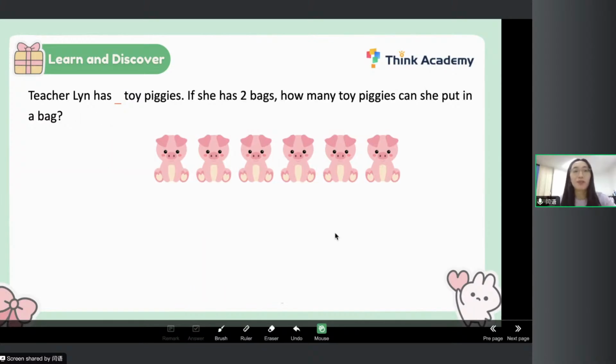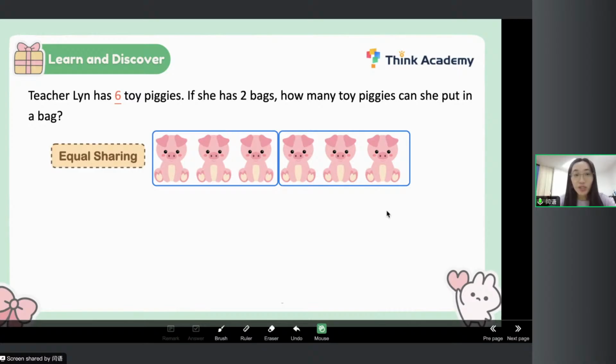And then, let's have a look. Now, teacher Ling has how many toy piggies here? Only 6. And if she has 2 bags, how many toy piggies can she put in one bag? For this question, again, we can just apply division. Why? Because we try to share something equally, right? So again, what is the equation? It should be 6 divided by 2, that is 3. So for 6, again, that is called the dividend. For 2, that is the divisor, and for 3, it is the quotient.